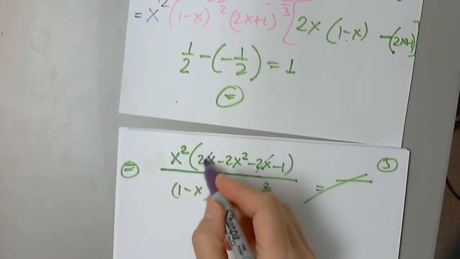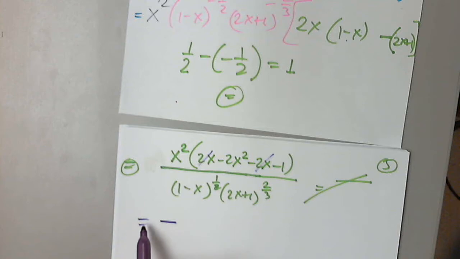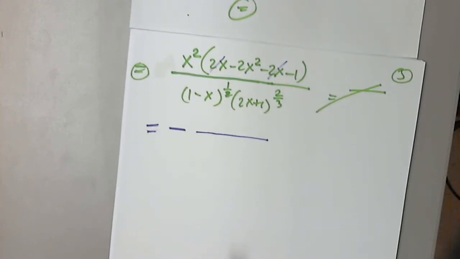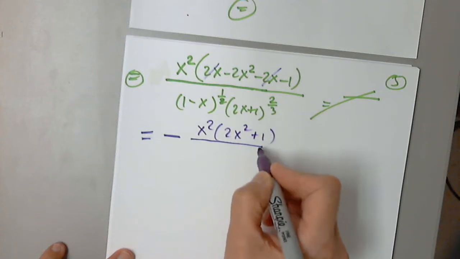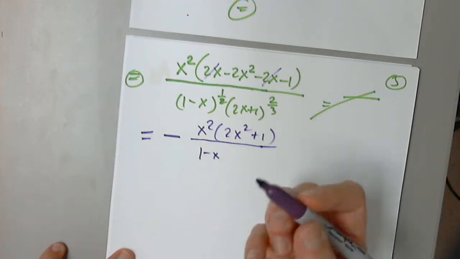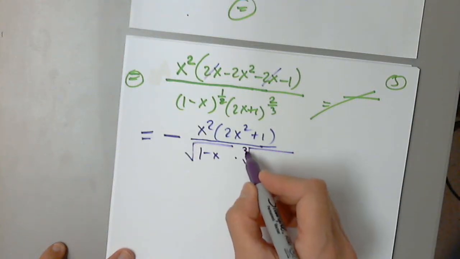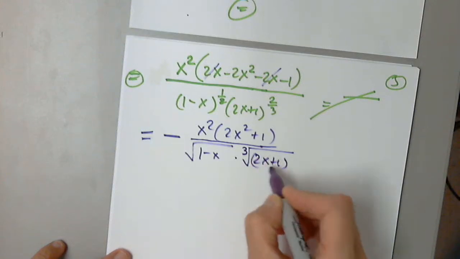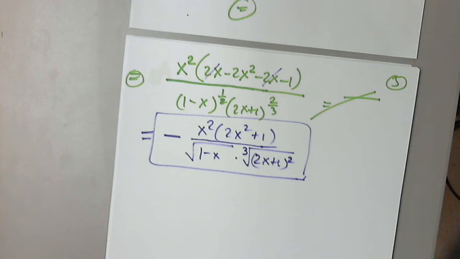These two go away. I see they are both negative, so I will factor out the negative symbol. The equal symbol, the negative symbol, and the fraction line are all lined up. My apologies if I did not emphasize that enough. Okay, so then the top is 2x squared plus 1, divided by 1 minus x. If you'd like, you can put it as the square root times the cube root of (2x plus 1) squared, and you don't have to do anything. This is the final answer.